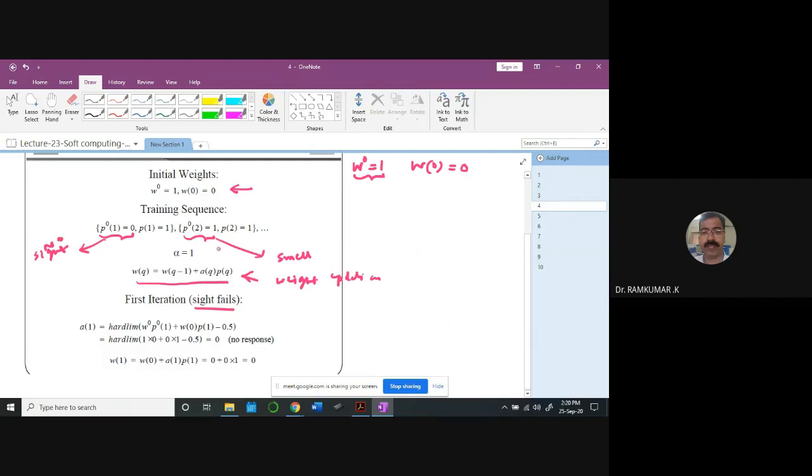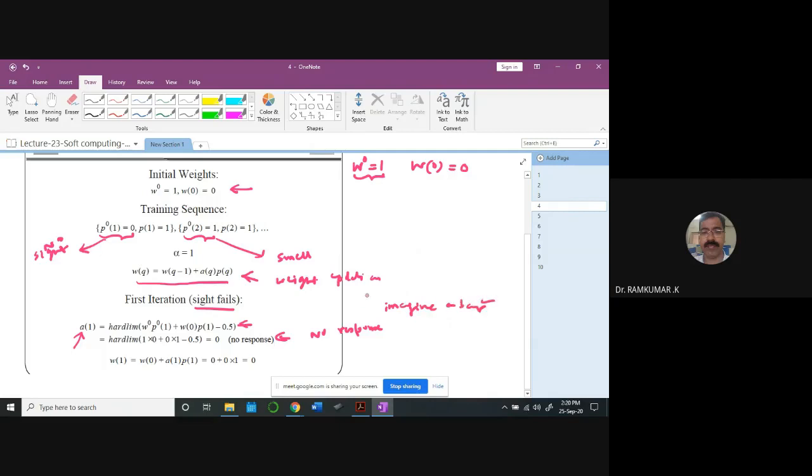So I'm passing on the information. A1, the output of the neuron, I'll be getting for the initial set of weights. Okay, W0 P0 = 1, plus W1 P1, minus 0.5 is the bias. So naturally, this value is going to be 0 minus 0.5. Minus 0.5 means it is 0. There is no response. The network is not in a position to imagine a banana.